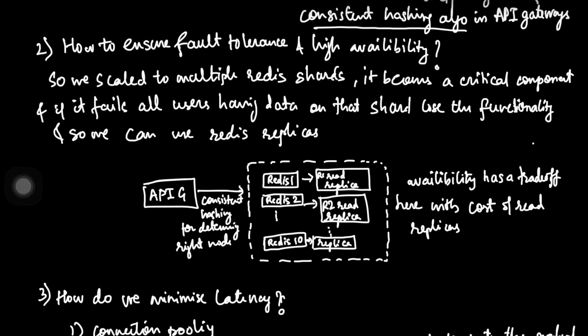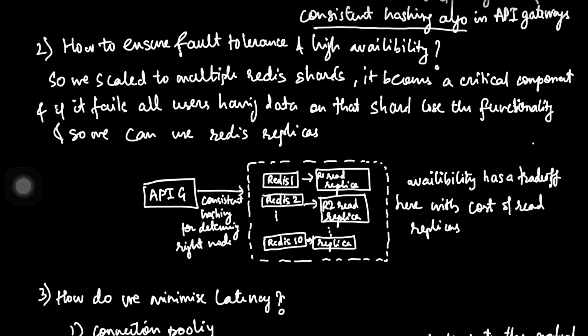So now let's discuss one more thing: how do we ensure fault tolerance and high availability. Right now we have successfully scaled our system to handle 1 million QPS. But here is a critical question: what happens if one of those shards fails? Let's say shard 3 goes down. Every user whose data is hashed to that shard suddenly loses the ability to use our service.